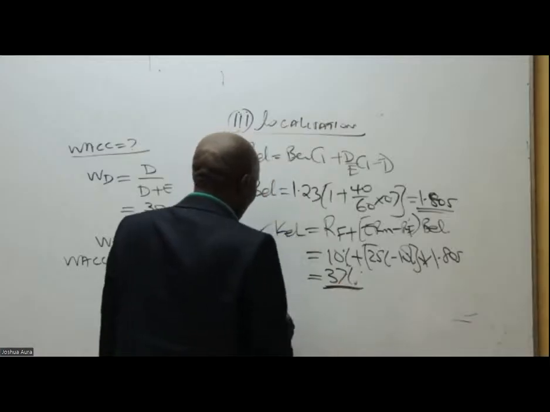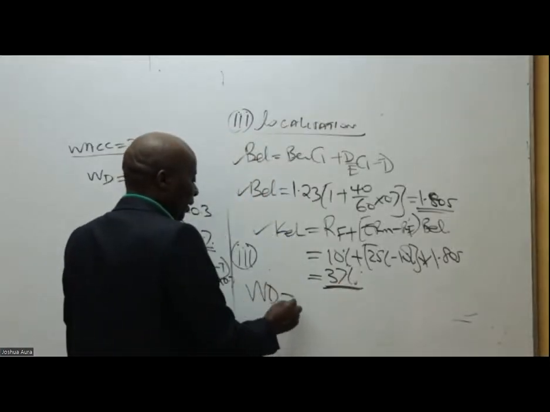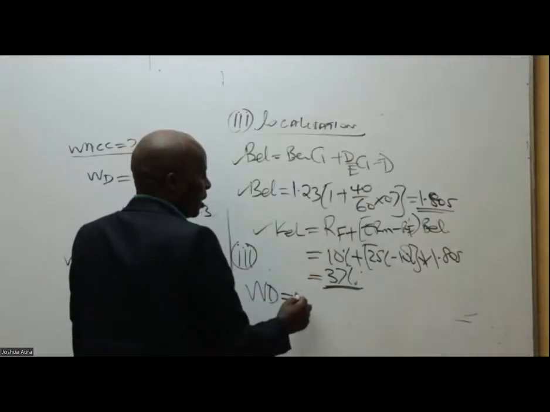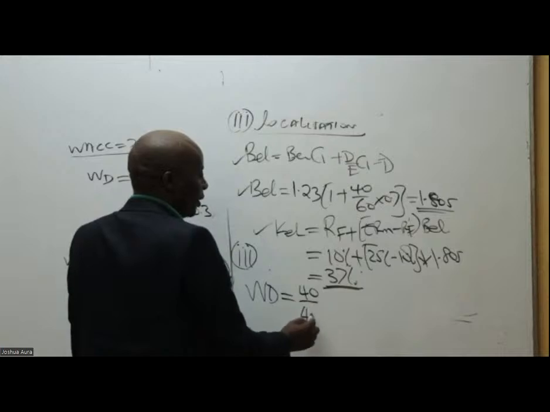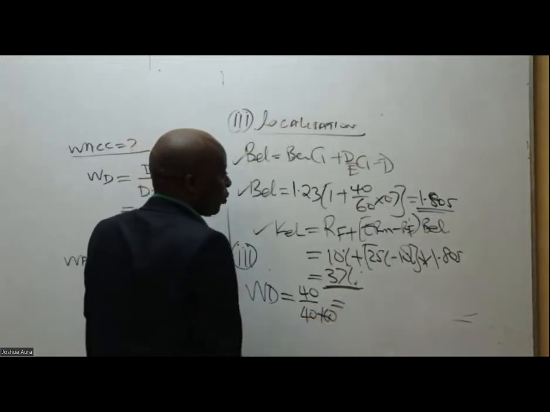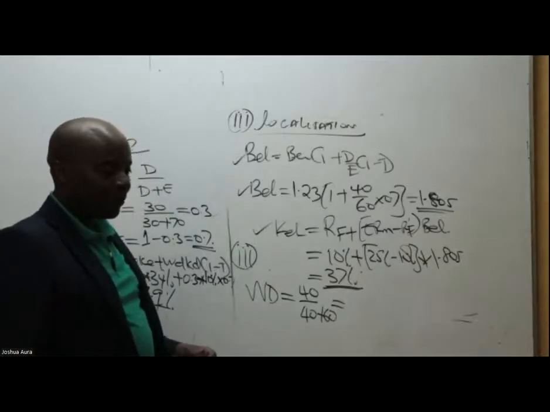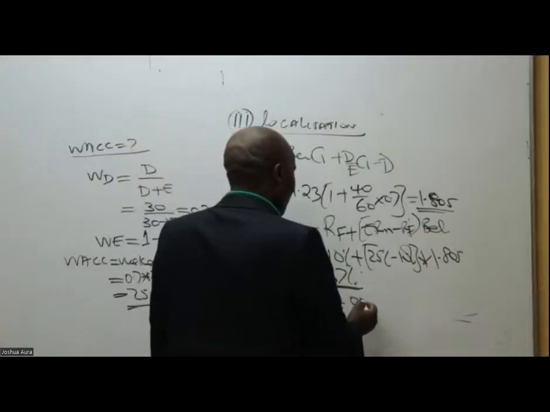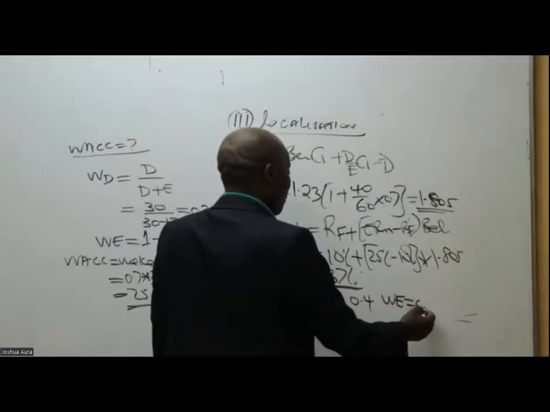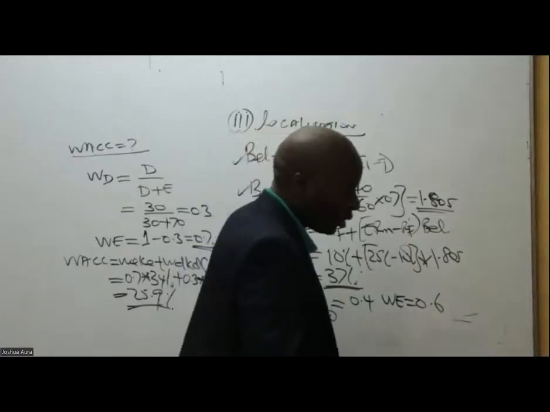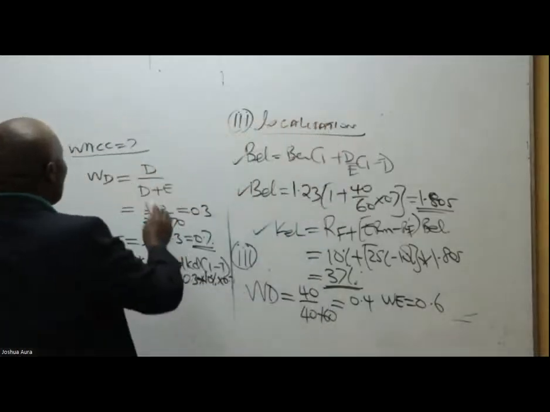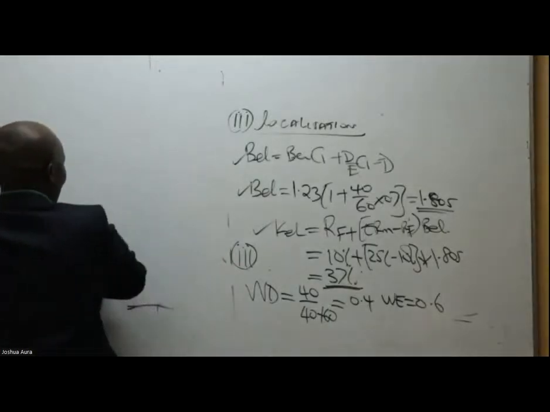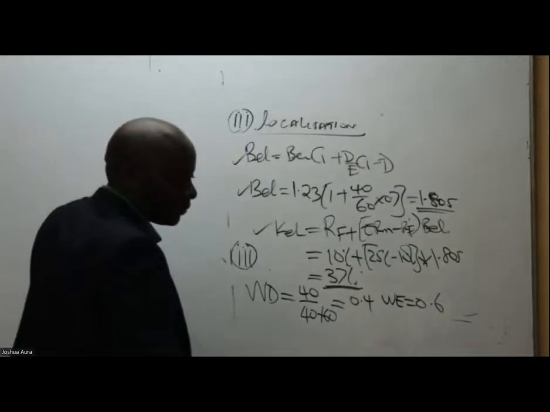37%. And then, ladies and gentlemen, go ahead and give us WD, weight of debt. So weight of debt is 40 over 40 plus 60. It will be 0.4. And if debt is 0.4, then weight of equity will be 0.6.